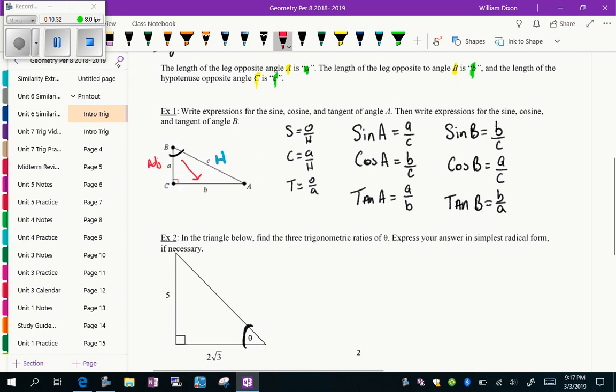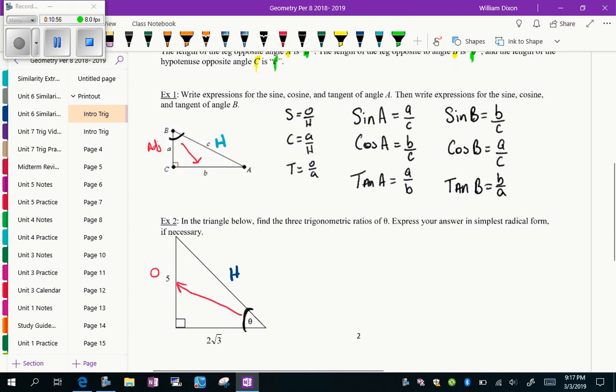I'm going to look for my opposite, straight across. Okay, and I can put an O there. My opposite is 5. I'm going to look for my hypotenuse. That's H, always opposite the right angle. And then the last one is my adjacent, the side next to my angle. Now, I have a problem here because I don't have the hypotenuse, but I do have a right triangle, and I'm missing one side. So what am I going to use to find the missing side?